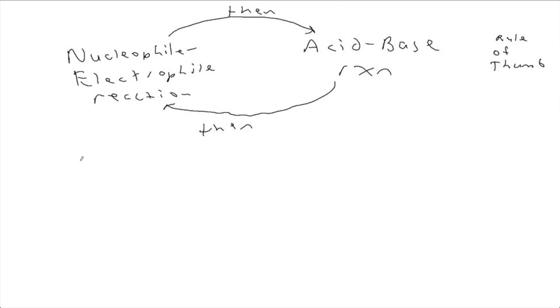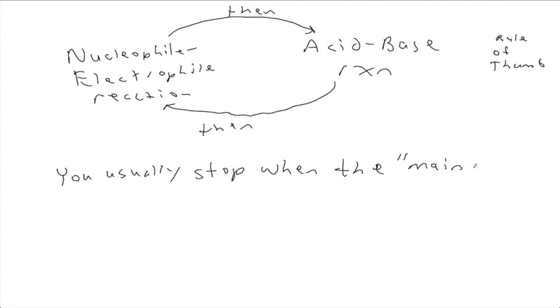Well, here's the basic clue. You usually stop when the main molecule has no formal charge. That should make sense, because does nature like charges? Nope. So as long as the main molecule has a charge, nature wants you to keep going to get rid of that charge. Now, you should notice this is kind of a vague rule.